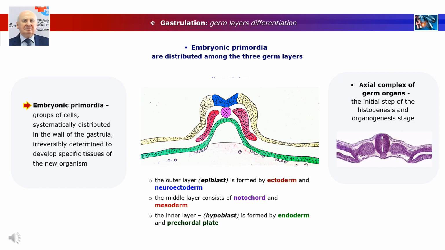The outer layer, epiblast, is formed by ectoderm and neuroectoderm. The middle layer consists of notochord and mesoderm. Within the inner layer, hypoblast, there is material of endoderm and precaudal plate. The subsequent manifestation of cell differentiation in the embryonic germ layers is the formation of the axial complex of germ organs. This is the initial step of the histogenesis and organogenesis stage.